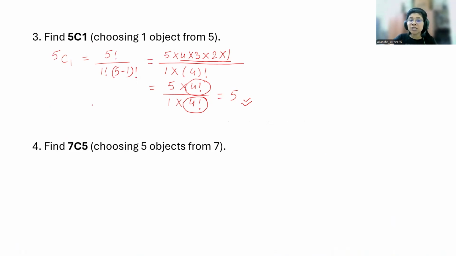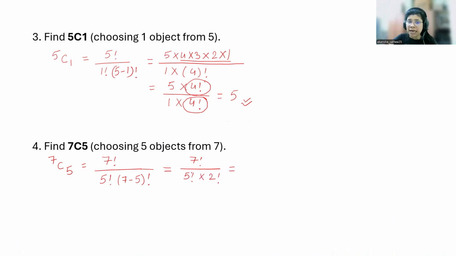Next problem, choosing 5 objects from 7. So here you need to calculate 7C5. Again, n is bigger than r as usual. So n factorial divided by r factorial into n minus r factorial, which is 7 minus 5 factorial. So that is same as 7 factorial upon 5 factorial into 2 factorial, right?